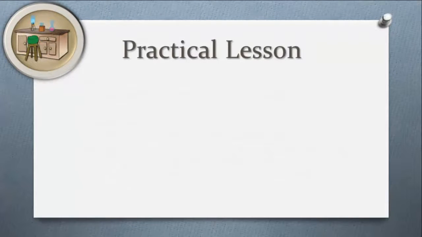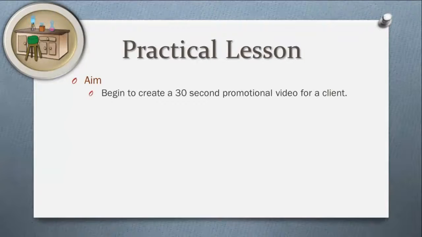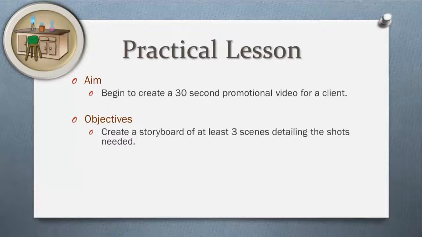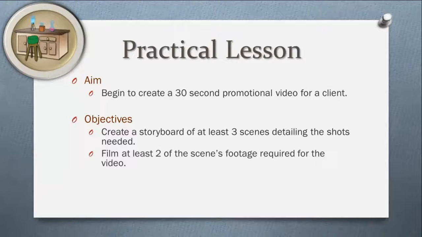Now let's look at the aim and objective for a practical lesson. Our aim is to begin a 30-second promotional video. Our first objective is to create a storyboard for the video. Then the students will film at least 2 of the scenes for the video. And finally, they need to import the footage and trim the start and end points. Notice how it doesn't say by the end of the session students will. This is the way to write objectives when you are more confident.